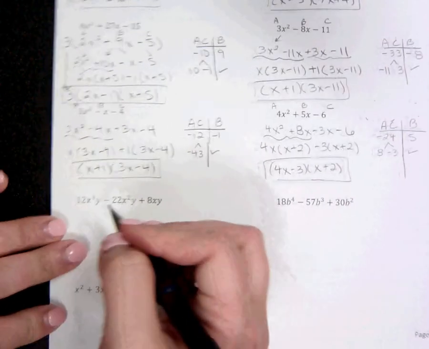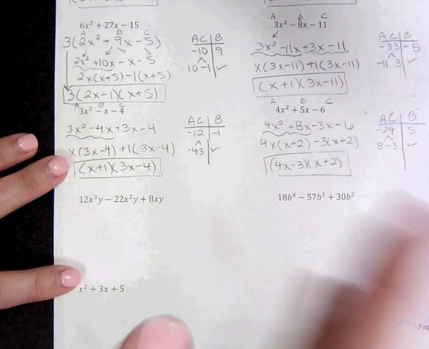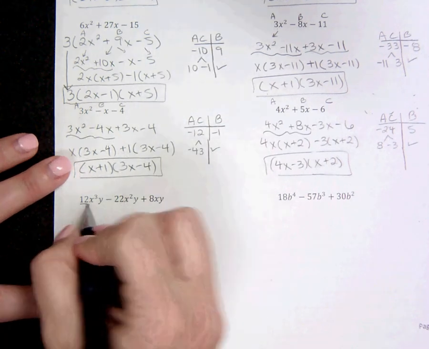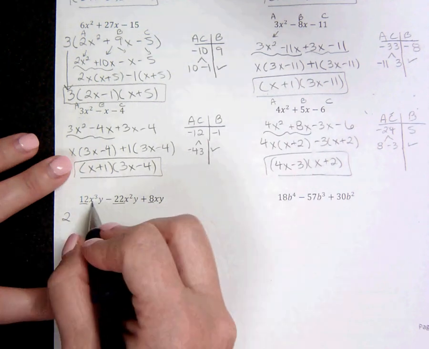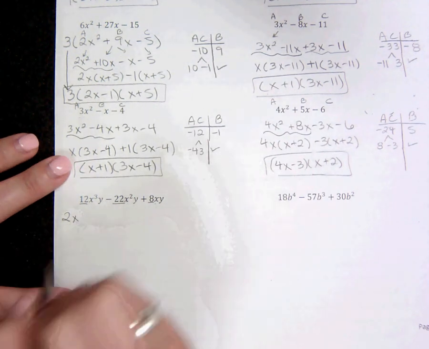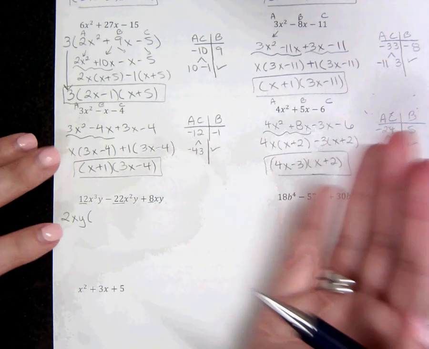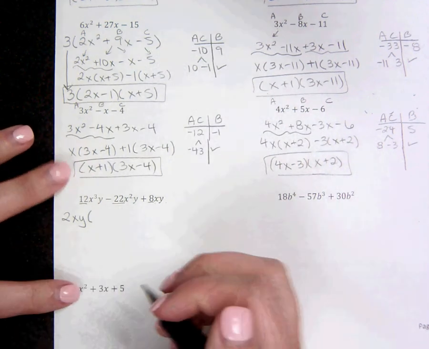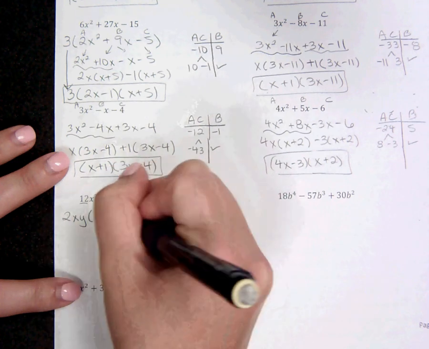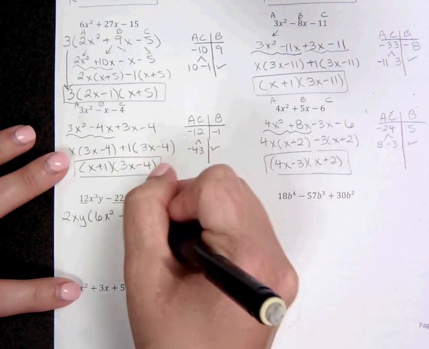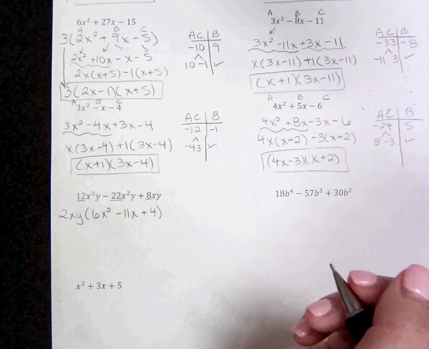So when you have one that looks pretty crazy, you want to look for GCFs, like a detective. As much as you can take out, the easier the problem will be. So between 12, 22, and 8, I can definitely take out a 2. I have x cubed, x squared, and x, so I can take an x out. And there's a y on every term, so I can take a y out. So the more you can take out, the easier it is. So that gives me 6x squared minus 11x plus 4, which is so much easier to work with than what it was before.